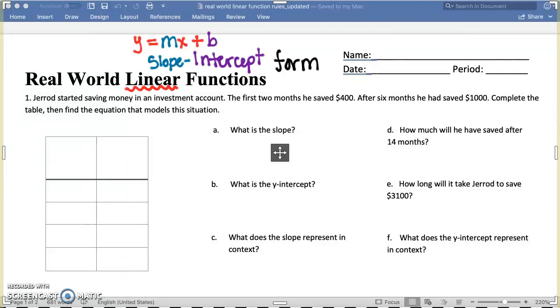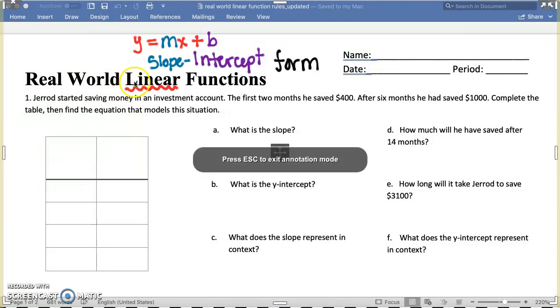Today, class, we are going to be writing real-world linear functions. We want to make sure that we write our function in the form of y equals mx plus b, where m is the slope and b is the y-intercept, also known as slope-intercept form.